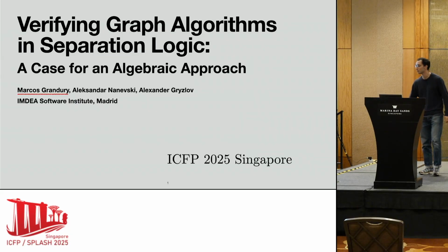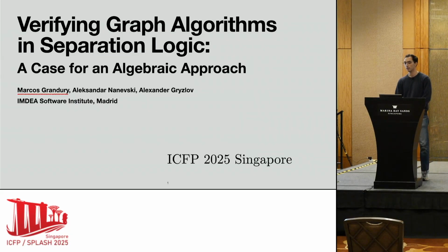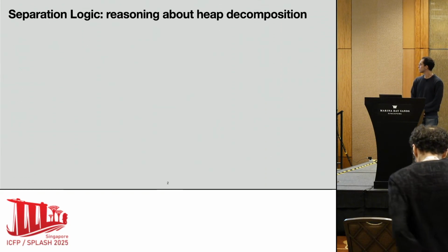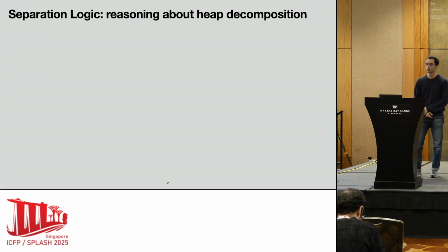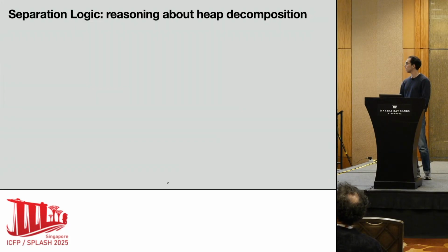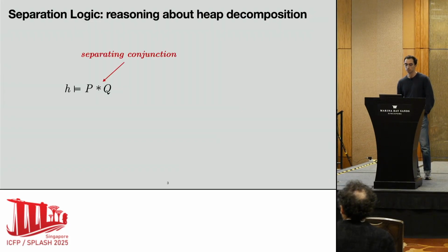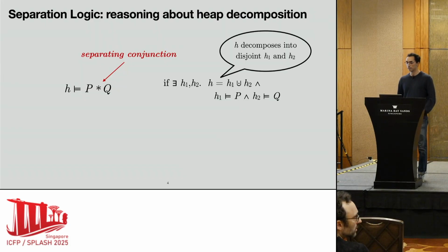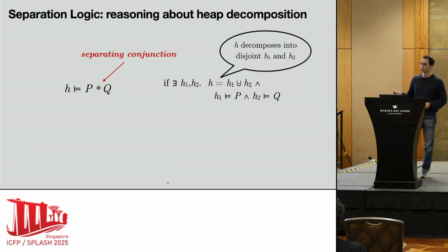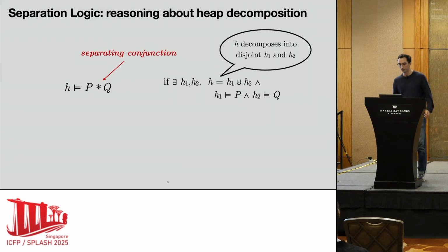This talk is going to be about separation logic and its problems with graphs. Separation logic is a method for verifying heap manipulating programs. Its main characteristic is reasoning about heap decomposition. This is achieved via its main connective, the separating conjunction, which formally states that P separating conjunction Q holds of a heap H if it can be decomposed into two disjoint heaps H1 and H2 such that P holds for one and Q holds for the other.